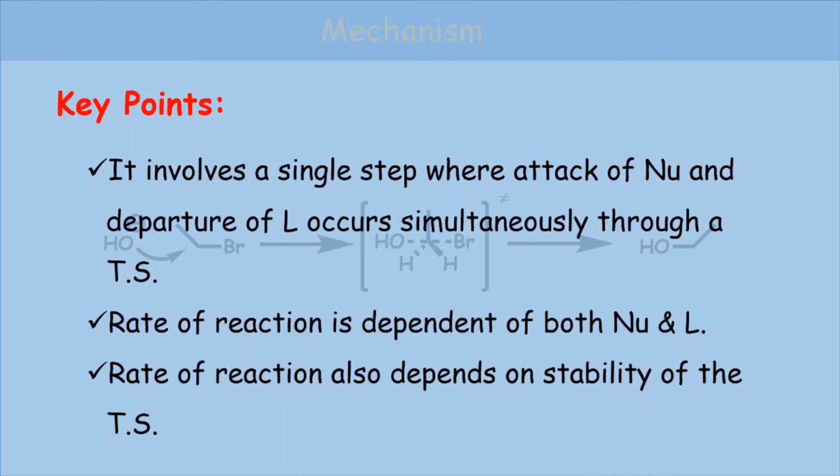So what are the key points of this reaction? It involves a single step where the attack of the nucleophile and the departure of the leaving group occur simultaneously through a transition state. Secondly, the rate of the reaction is dependent on both the nucleophile as well as the leaving group. Why it is so, we will see in the following lectures. And the third point is the rate of the reaction is also dependent on the stability of the transition state. So here the carbocation is not involved, but the rate of the reaction is dependent on the stability of the transition state, how easily the transition state is formed, or how low the energy of the transition state is. And in the following lectures we will discuss all these points.